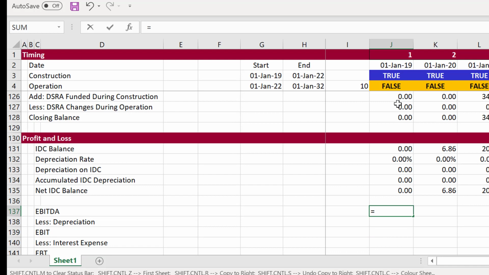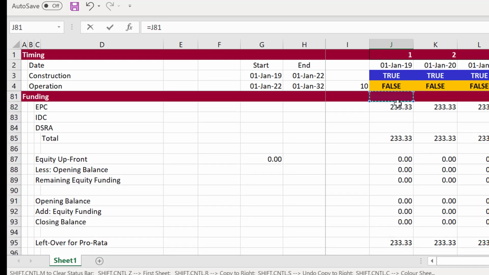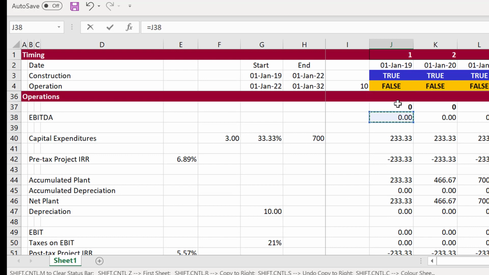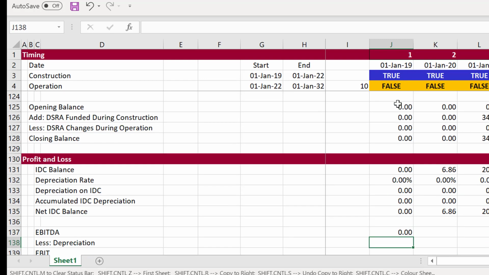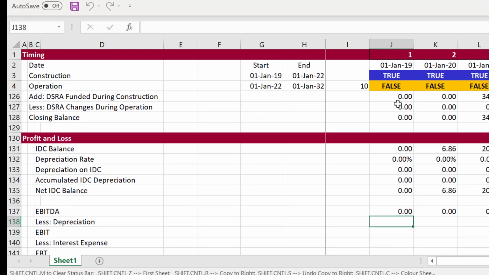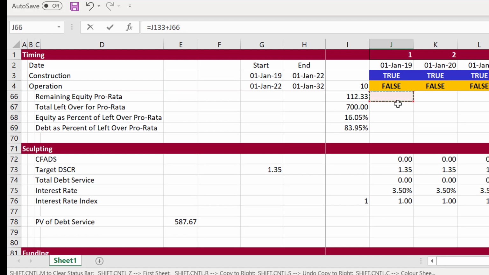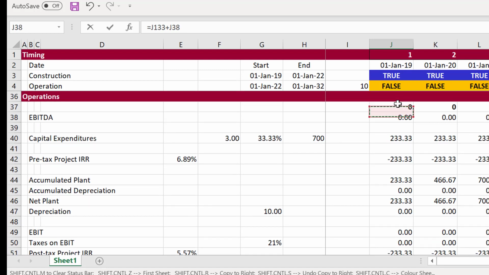I totally agree. Now let's just start with our profit and loss. Let's put our EBITDA in. No, I didn't put revenues, expenses, and all that in. I suppose I should have told you that. Let's get our depreciation. This time it's going to be the IDC depreciation, which I just incorrectly took, plus the depreciation on the base assets.